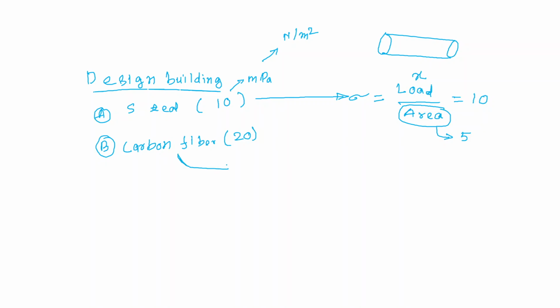But if you calculate for the carbon fiber, that means your load is x and this is the area and this is the 20. What will be your area? The area will be higher. Suppose it is 7. This is the material strength.